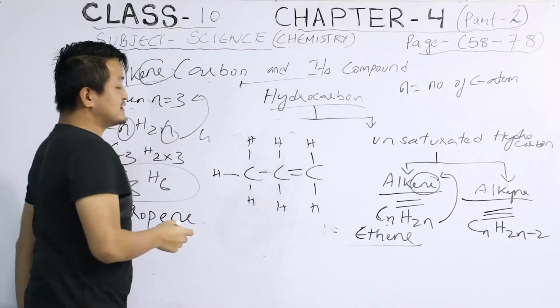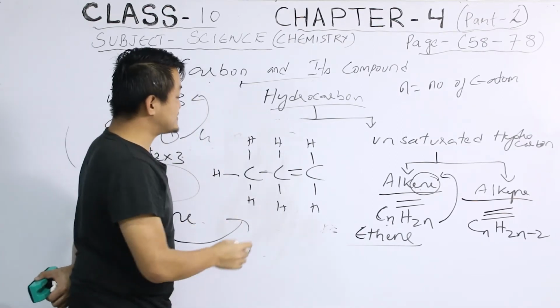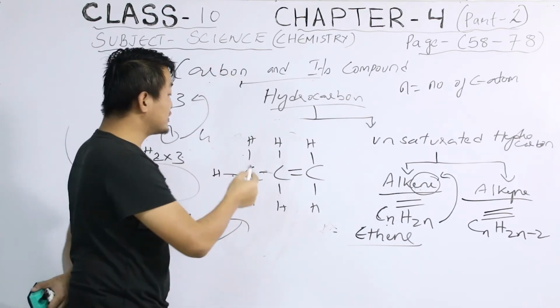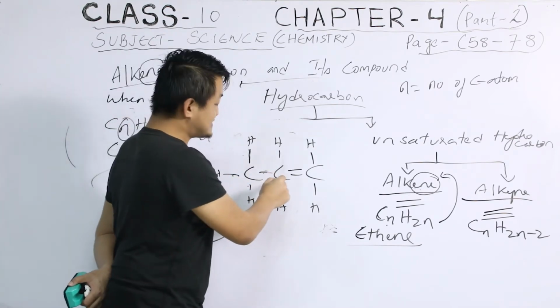Okay, so students, this is the structure for propene. Now students, you see each carbon. We have 1, 2, 3, 4. It has already obeyed the octet rule, right? Now let's see the second carbon.